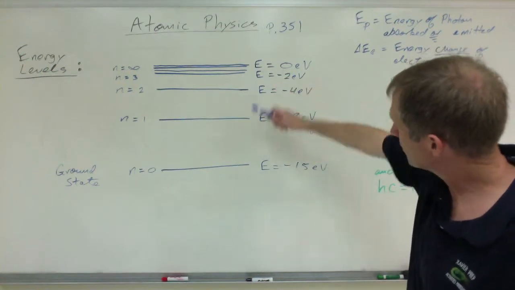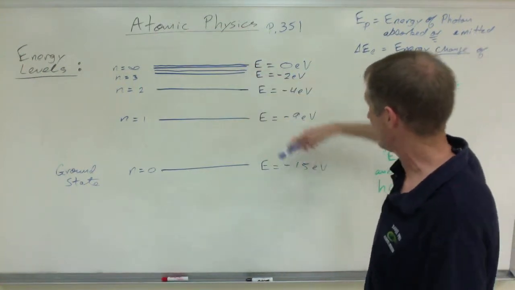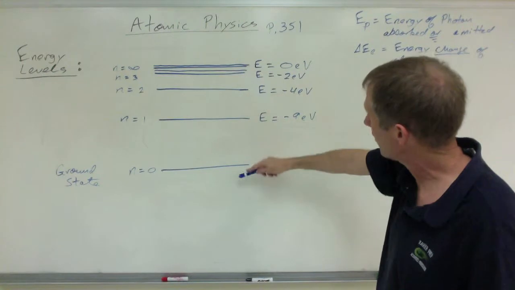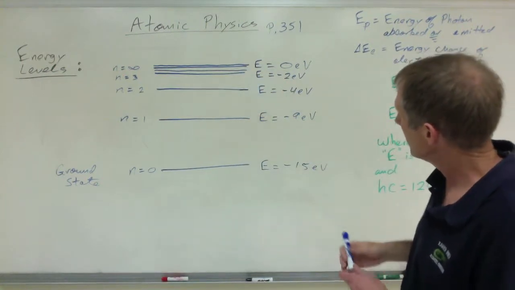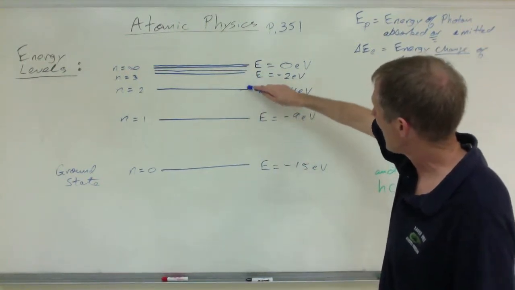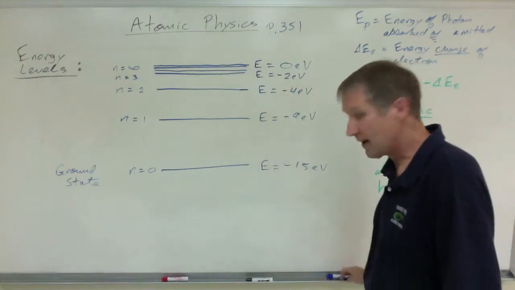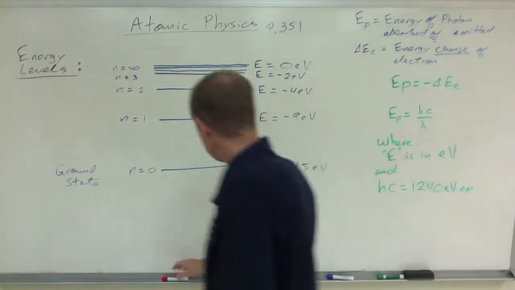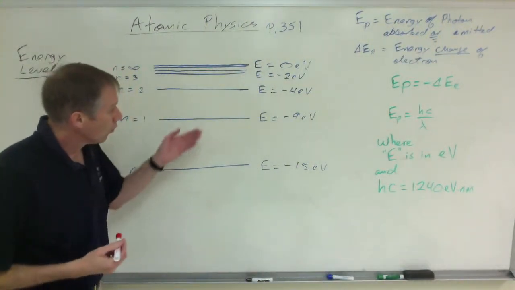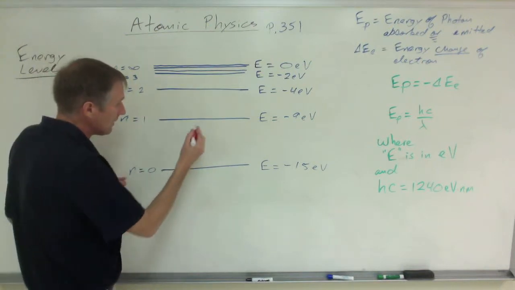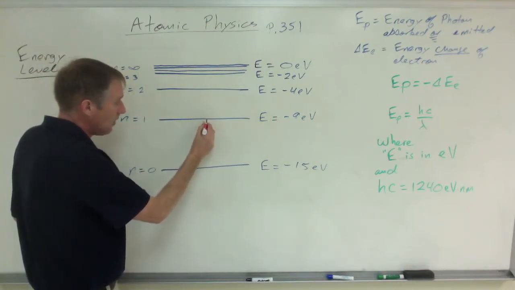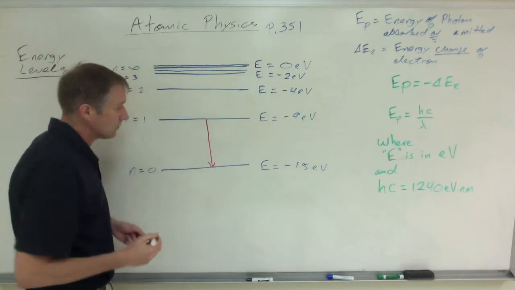So electrons are jumping up and down. They're not always just leaving the atom. They're jumping up and down all the time. So if you have electrons that are at a higher energy state and then they drop, where does the energy go? Let's look at an electron, for example, that goes from n equal to 1 down to n equal to 0.